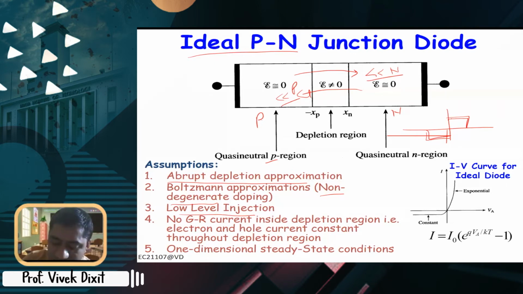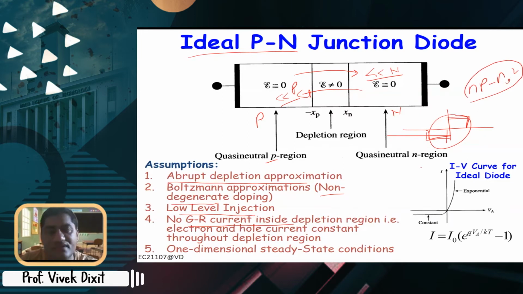Then of course we also assume in the depletion region there is no generation recombination current. So there is no generation recombination. That is to say, because this depletion region has a concentration of electrons or holes very small. So naturally, if you compare np minus ni square, if the np product is less than ni square, there will be net generation. So for an ideal p-n junction, we are assuming that this np product is always ni square. So there is no net generation or recombination in the depletion region.